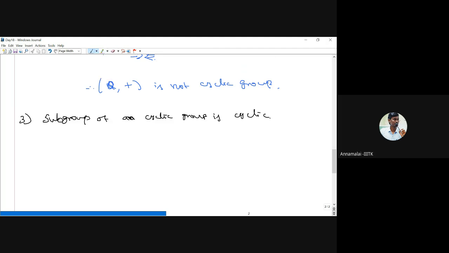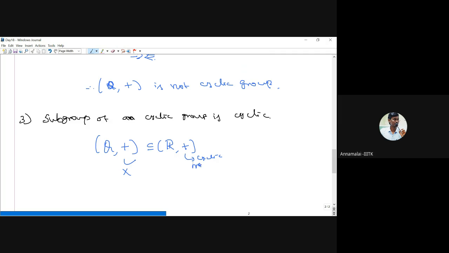Suppose R comma plus is a cyclic group, then the subgroup is also a cyclic group, but Q comma plus is a subgroup. We know that the rational numbers Q with respect to addition is a subgroup of the real numbers R with respect to addition. Suppose R is a cyclic group, then the subgroup is also cyclic because of this theorem. But we know that Q is not a cyclic group. Therefore, R comma plus is not cyclic.